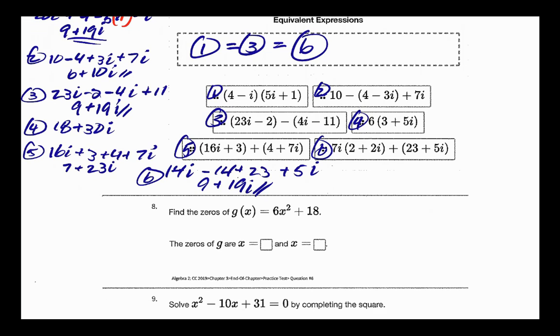Okay. Number 8, it says find the zeros. So remember, when we're finding the zeros, we're going to write this as 6x squared plus 18 is equal to 0.